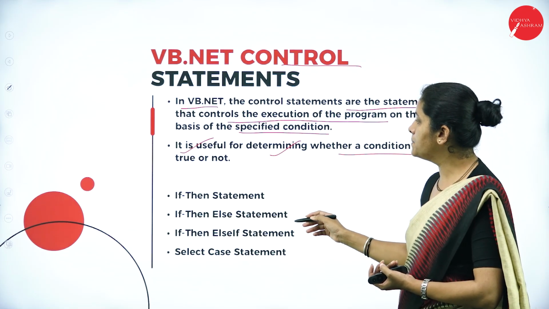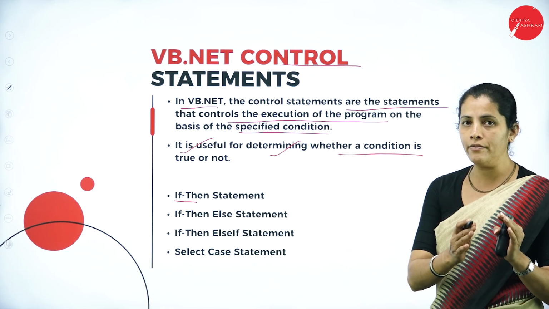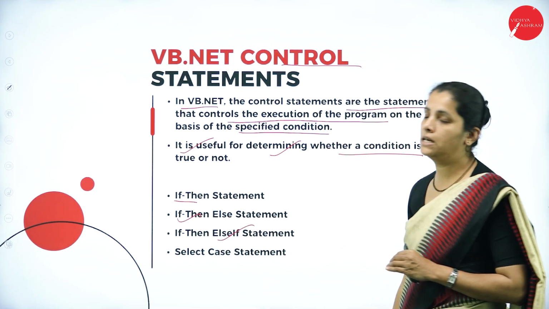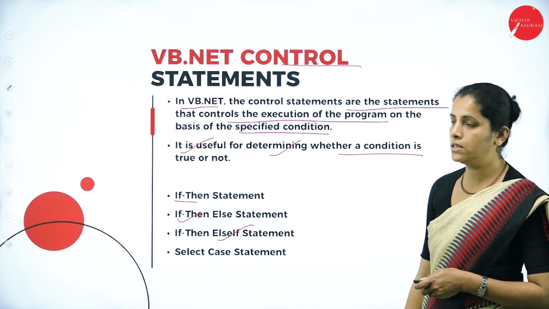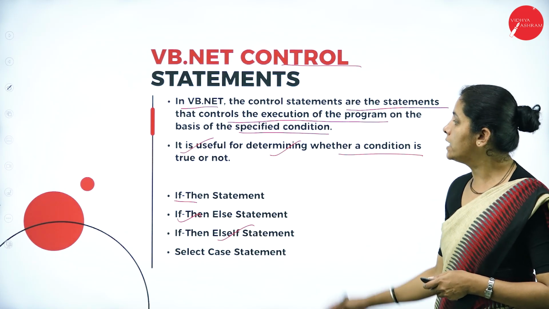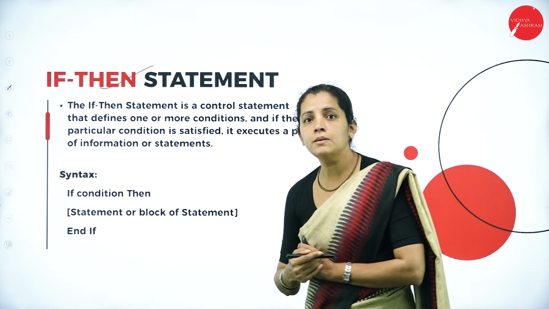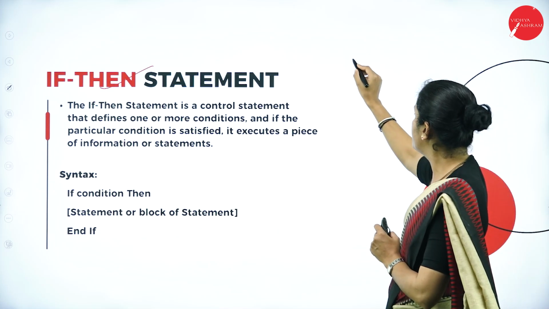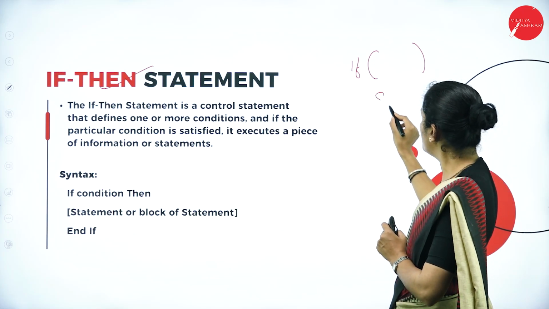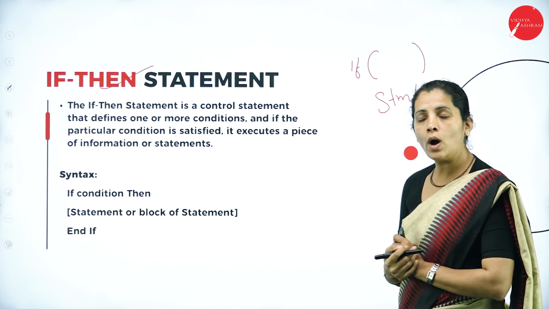Some of the control statements are the If Then statement, which starts with the keyword If, the If Then Else statement, the If Then ElseIf statement, and the Select Case statement. Anyway, let's discuss these control statements one by one. At the beginning, I'm going to have the If Then statement. It is similar to the if statement in your C program. If, write the condition. If the condition is true, I'm going to have the statements. So it is one-way branching.